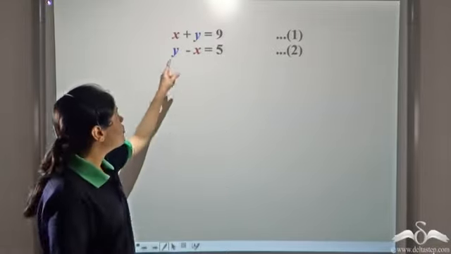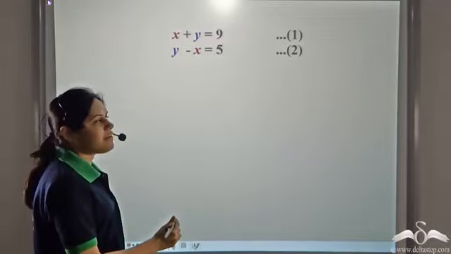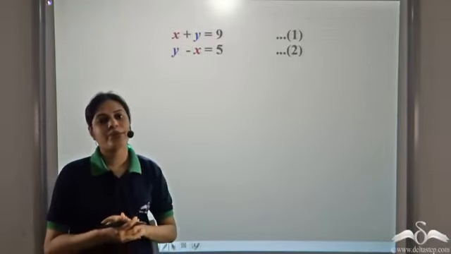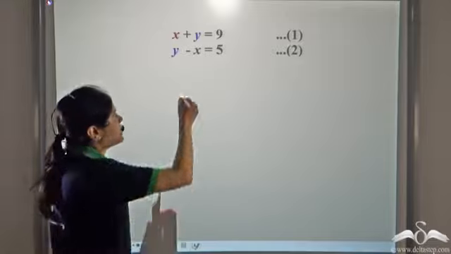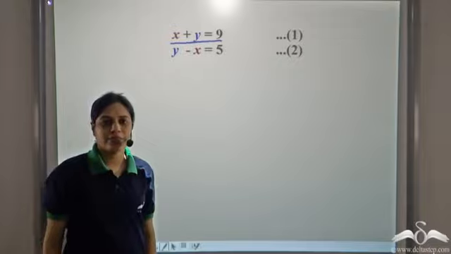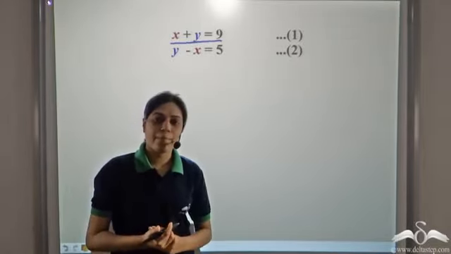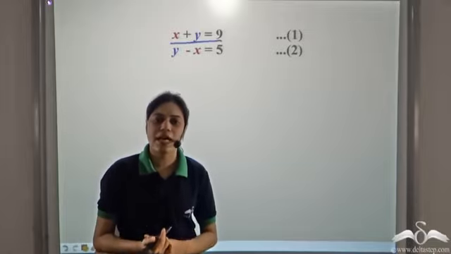Now these are two linear equations in two variables, x and y. X and y could be any two numbers. Consider this equation: x plus y is equal to 9. So in order to solve this equation, we need two numbers such that their sum is 9.